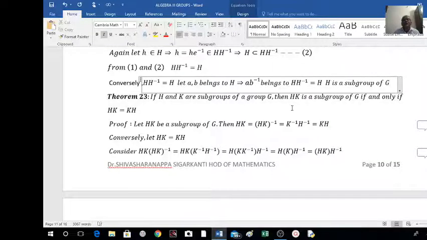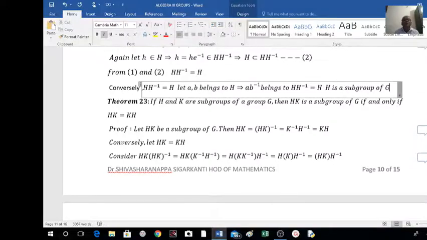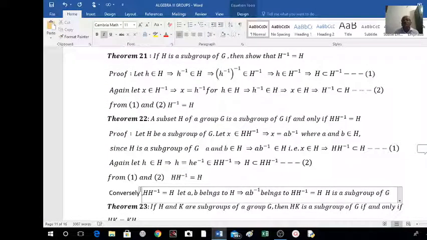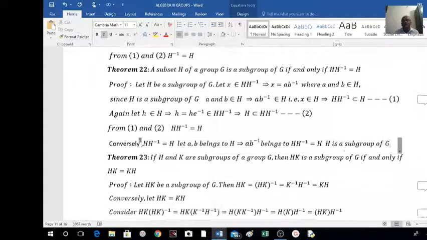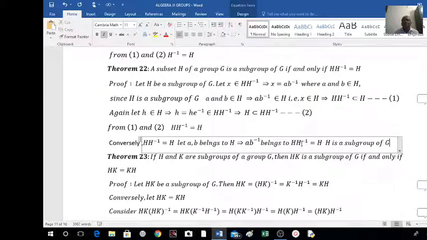Already we have one theorem here: H is a subgroup of G if and only if HH inverse is equal to H. And one more theorem we have proved here is, if H is a subgroup, then H inverse is equal to H. These two theorems already we have proved.